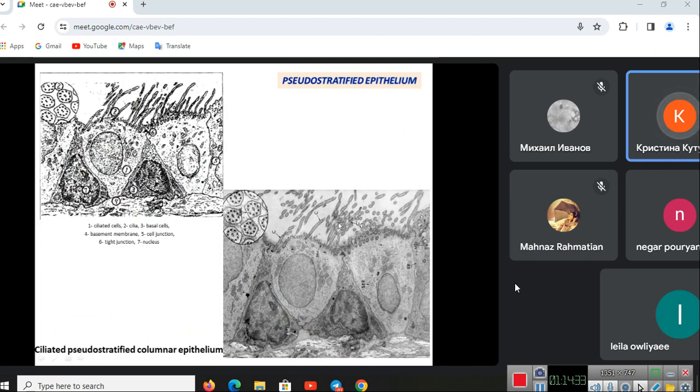The function of these cells with cilia is to move the fluid with the help of cilia, and this movement needs energy in ATP form, and the ATP is produced by mitochondria. So here we can see a lot of mitochondria in the apical surface, in the apical part of the cell.